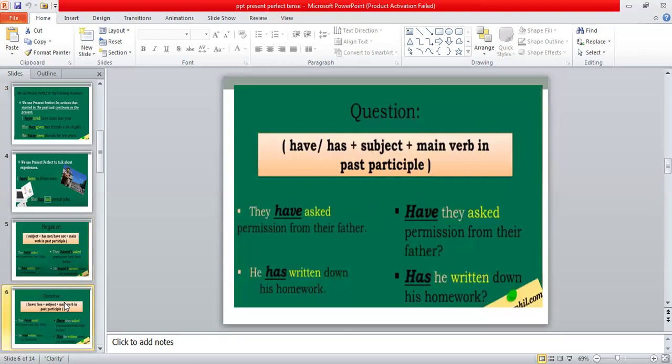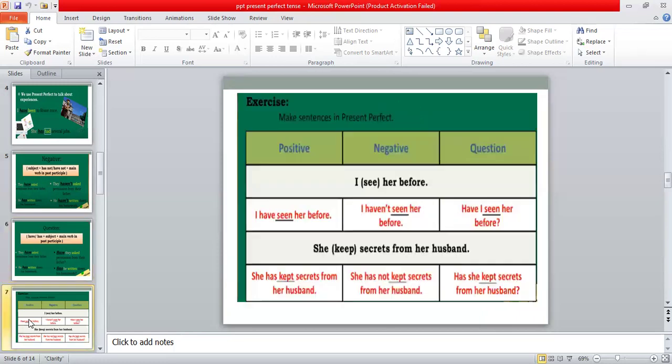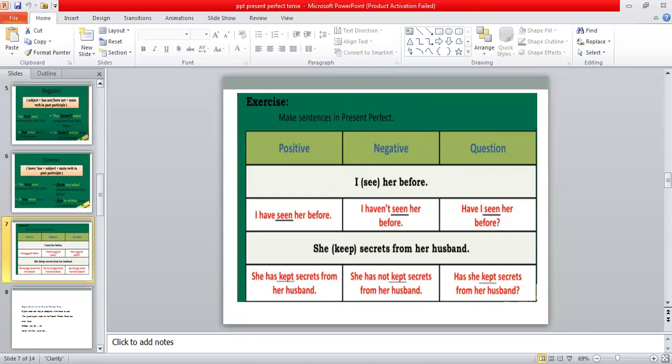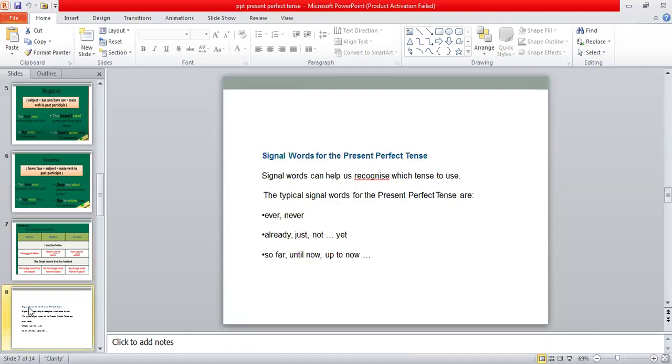Then we have interrogative sentences. If you have to make an interrogative sentence with present perfect tense, in that case, has or have will come in the beginning of the sentence, and right after has or have, you will have the subject, and then the rest of the sentence will be constructed. In this way, you are going to have your question in your exam. The verb will be there in the bracket, and you will have to change the verb according to the sentence.